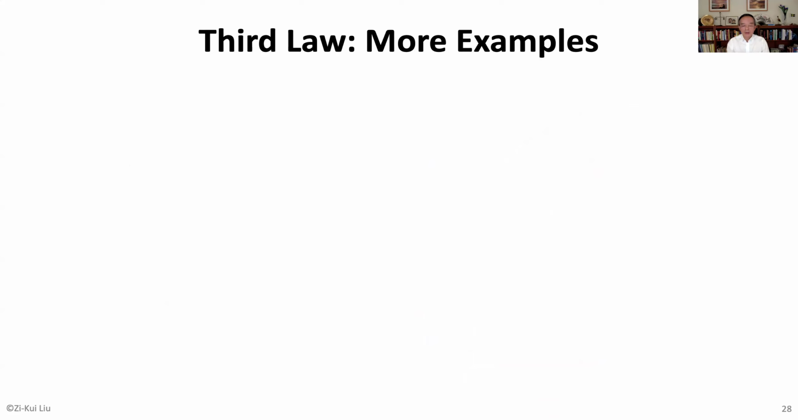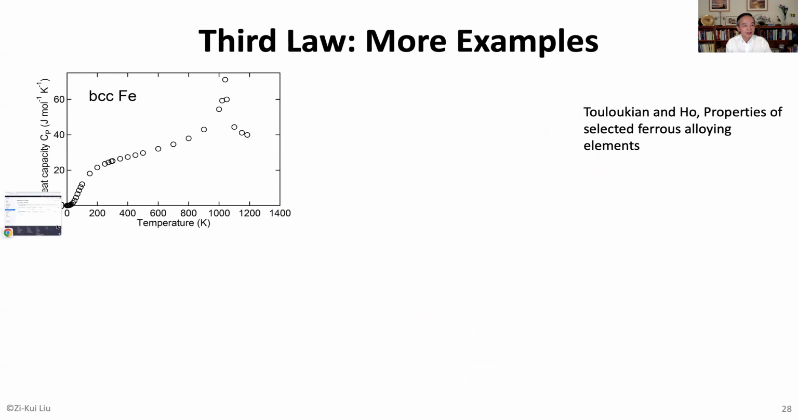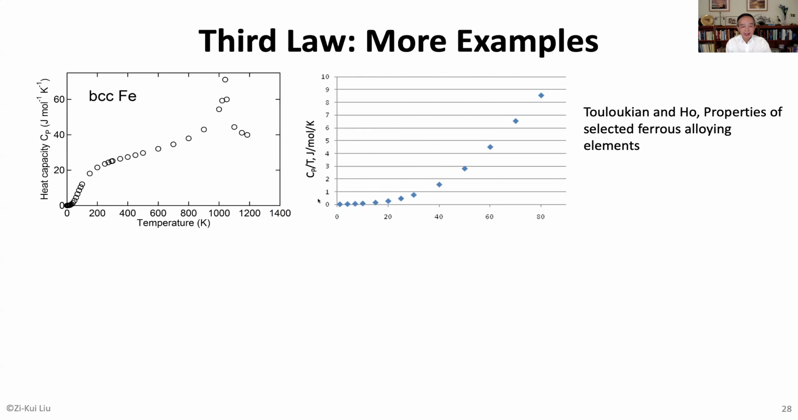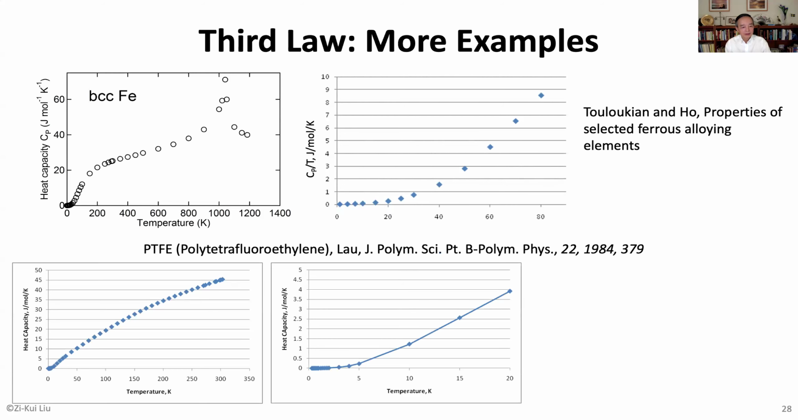There are a couple more examples of the third law of thermodynamics here. One is for iron, which is BCC at low temperature. You see the heat capacity goes to 0 close to 0 Kelvin, and if you plot Cp over T, you can see that it is also close to 0 at 0 Kelvin. For the PTFE polymer, you can see that the heat capacity goes to 0 at 0 Kelvin, and the Cp over T also goes to 0, or close to 0 Kelvin.